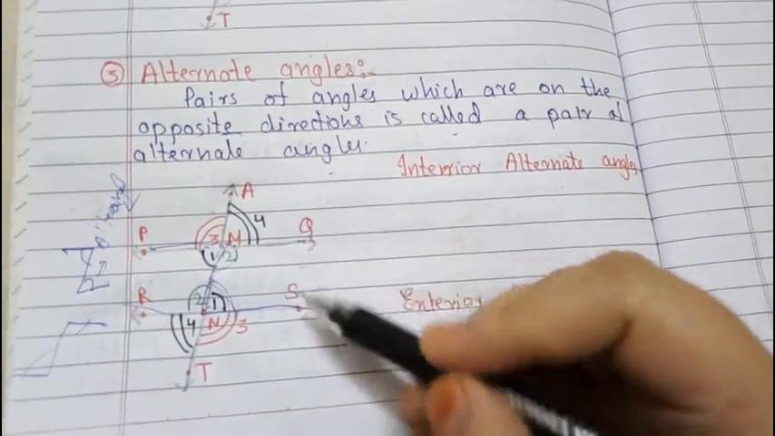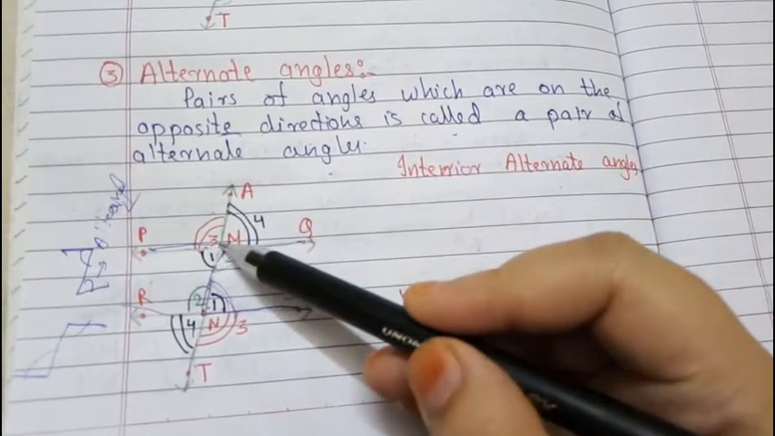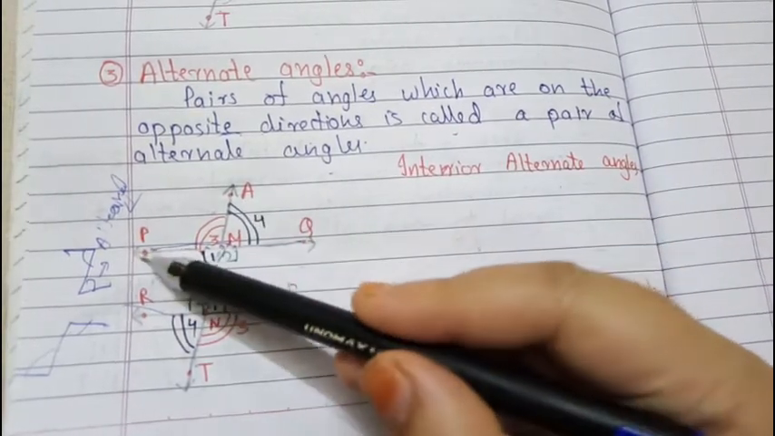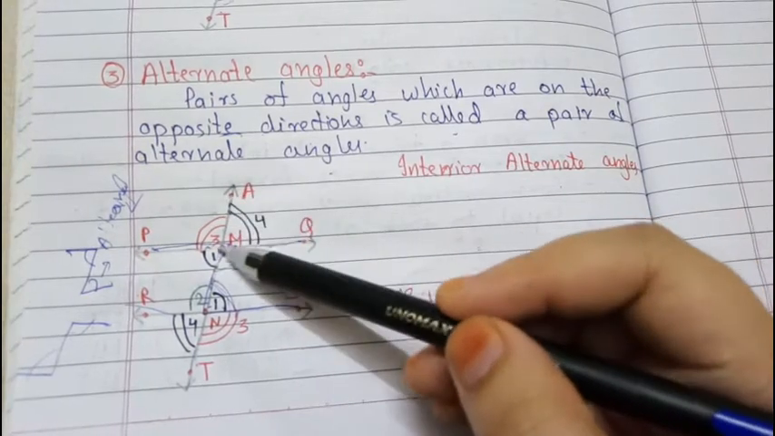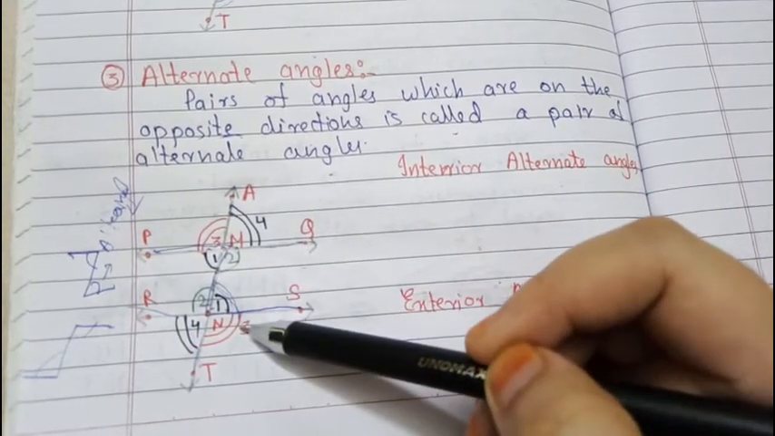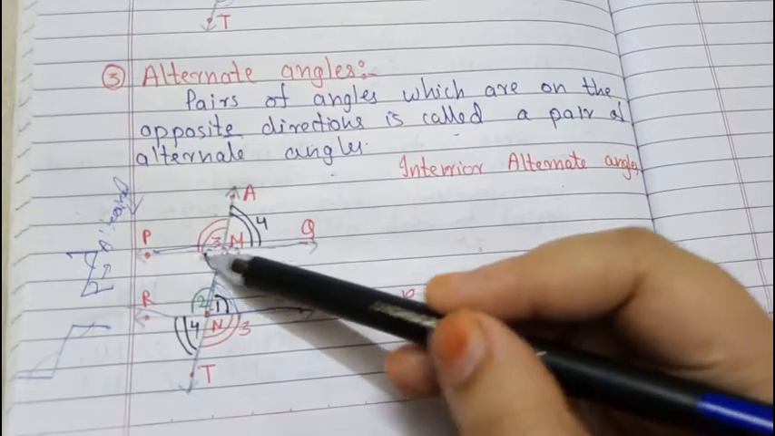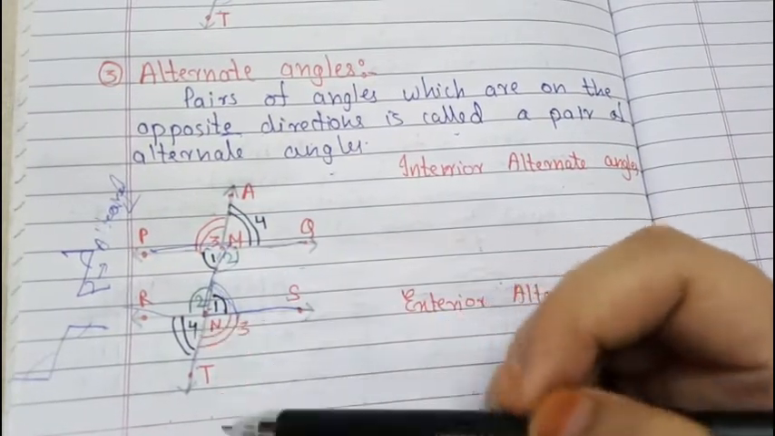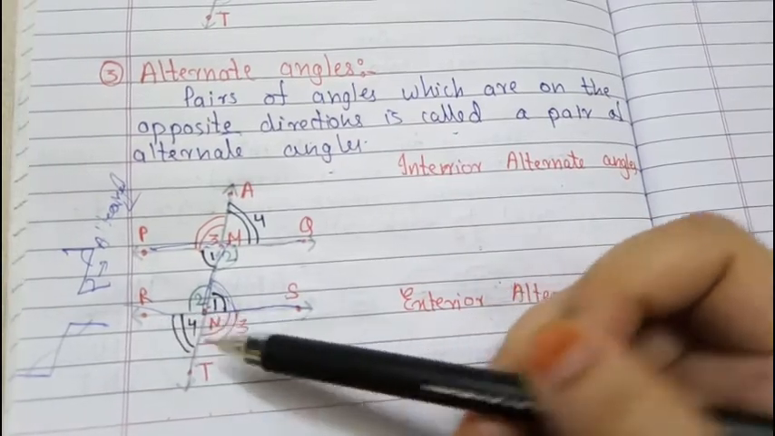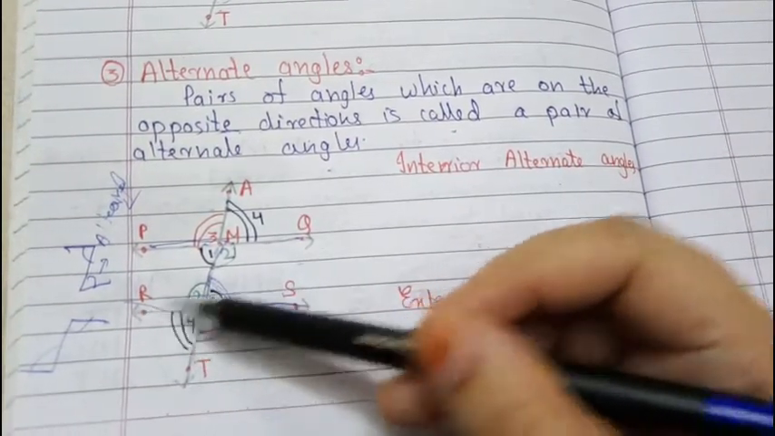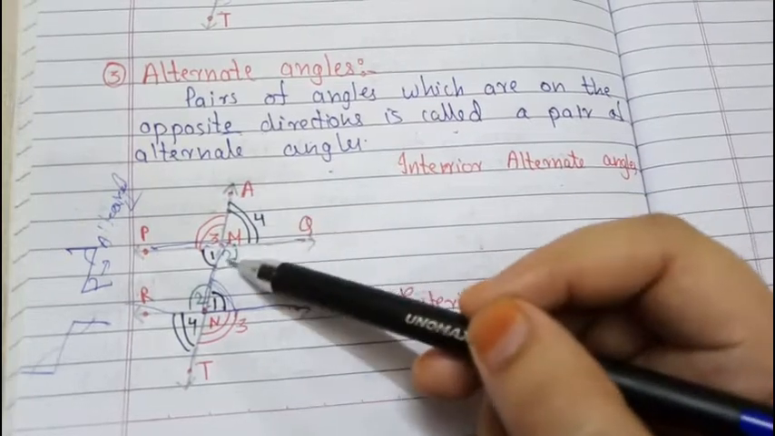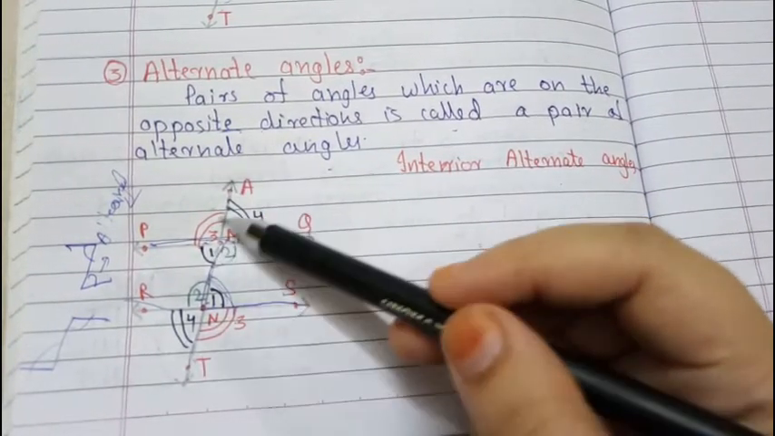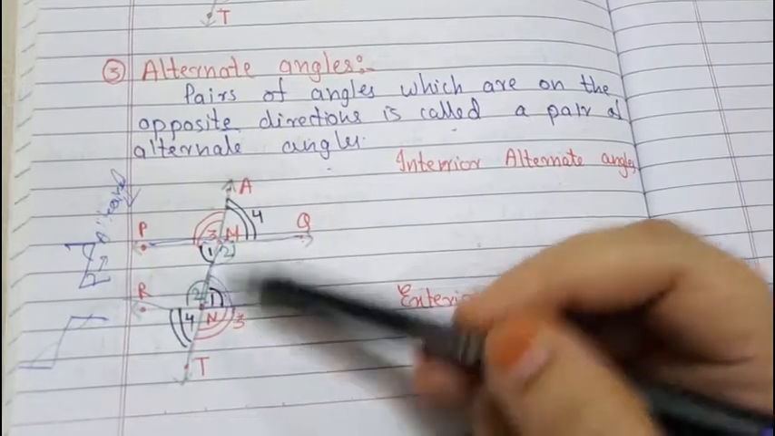Now the exterior alternate angles, that means outside the given lines, so it will be this AMP, and it will be like here. Next is RNT. Angle RNT will be congruent to angle AMQ. These are exterior, and these others are interior.